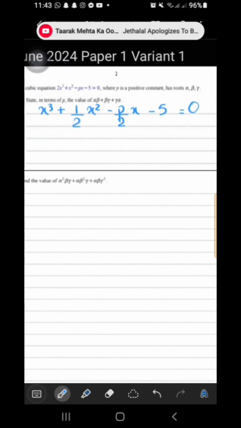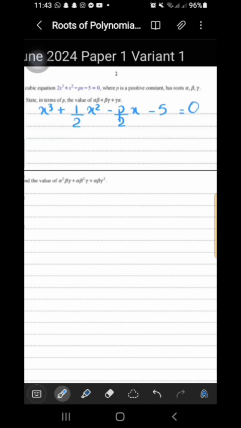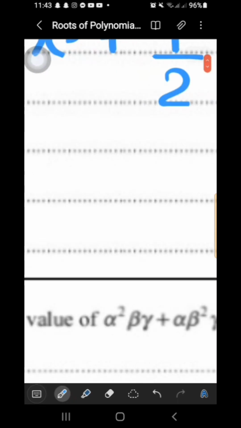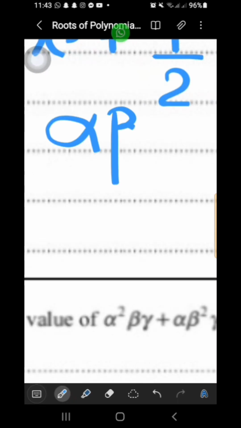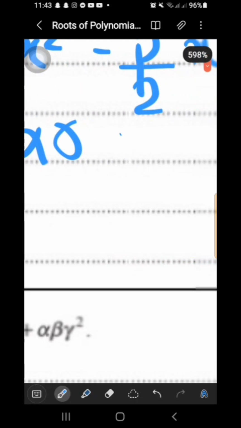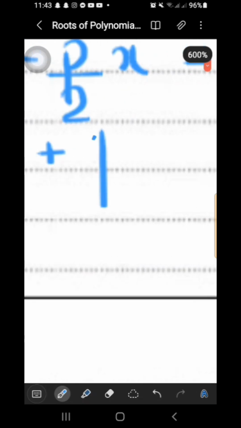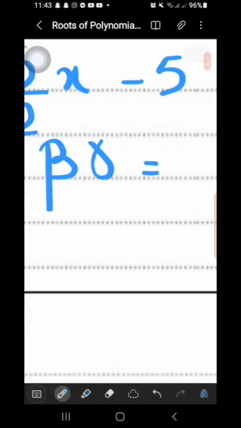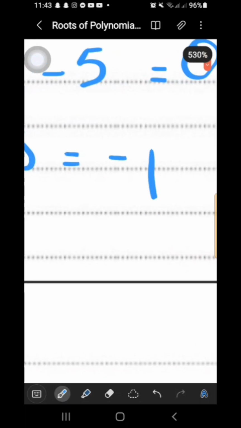We have the next step here: alpha beta plus alpha gamma plus beta gamma is equal to negative p over 2, and this is the answer.